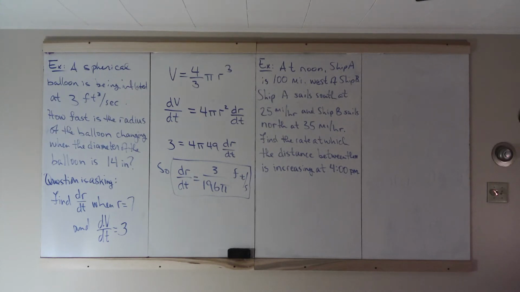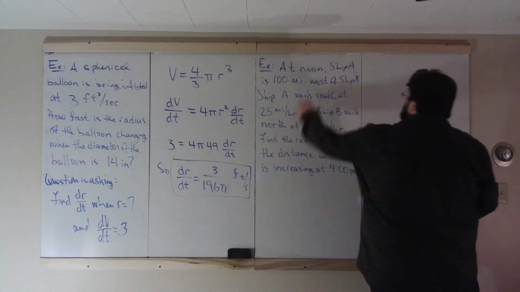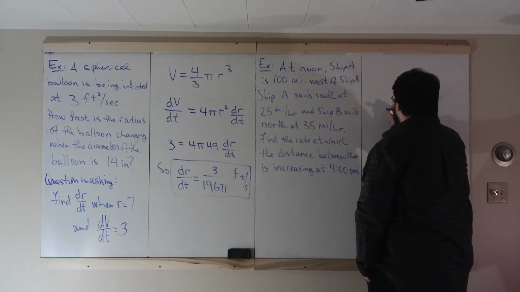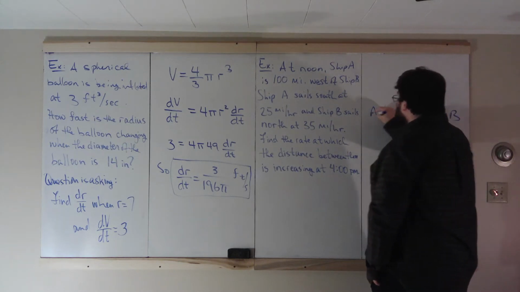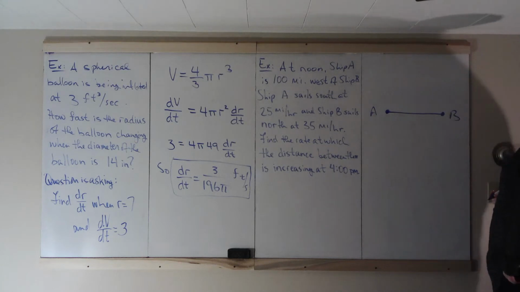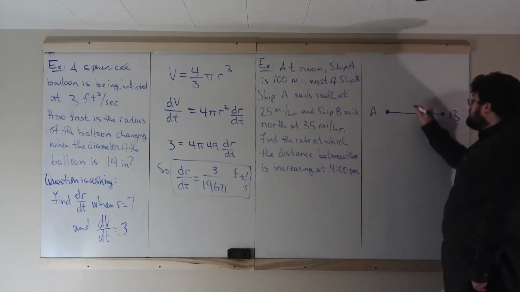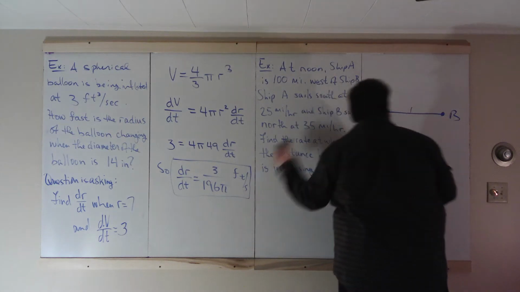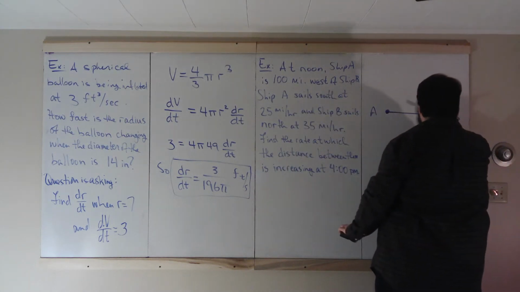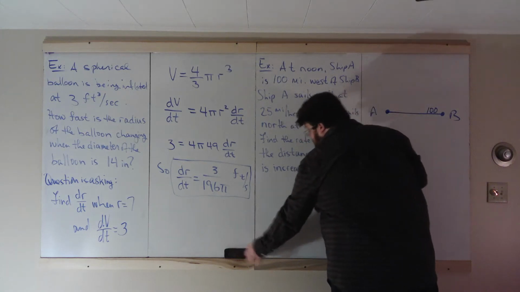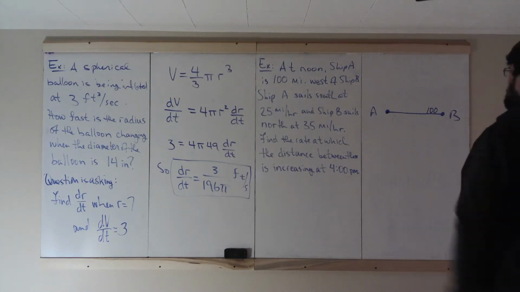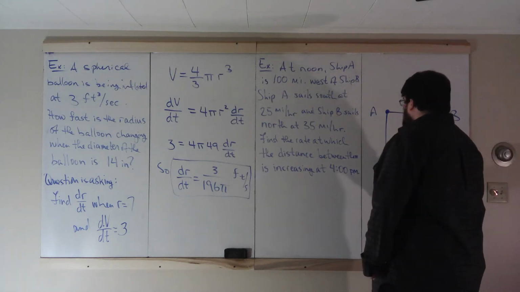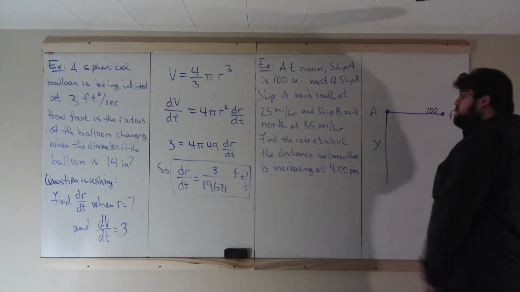Well, that's a lot of information. Let's start drawing our picture up here. Ship A is 100 miles west of ship B. A and B. I'm putting the 100 there for a reason we'll see in a moment, so it's not in the way. Ship A sails south at 25 miles per hour. Okay. There's a quantity which is changing.